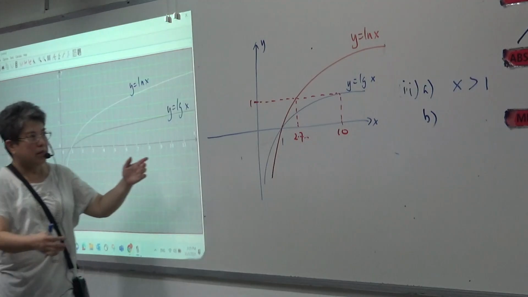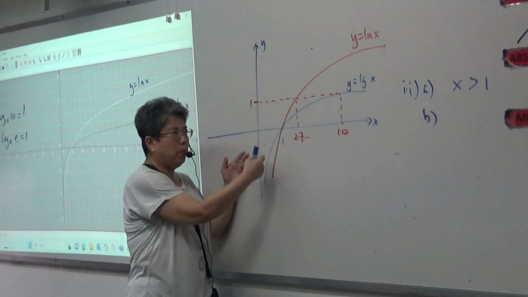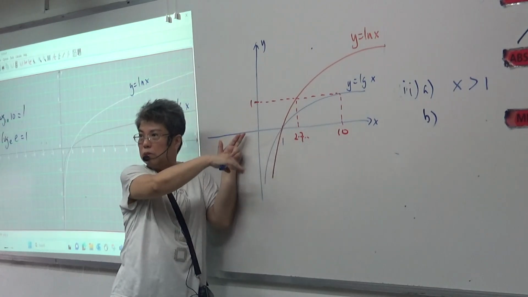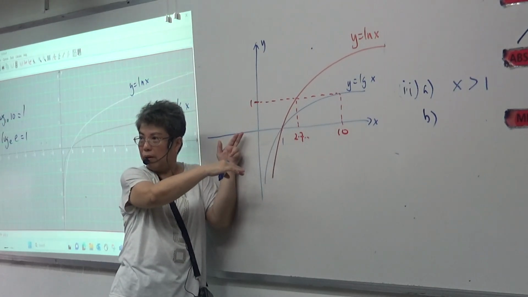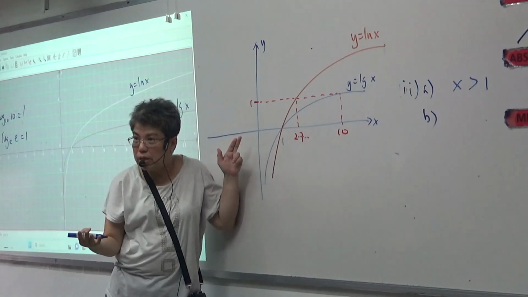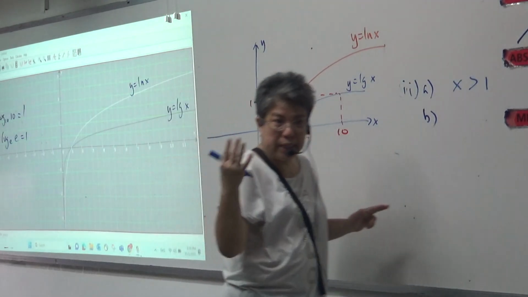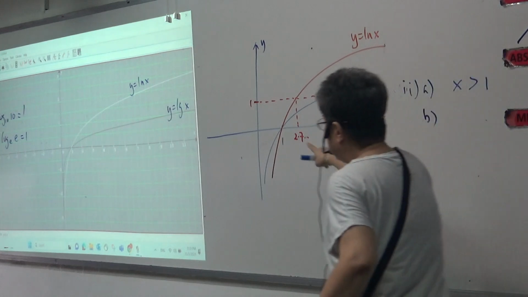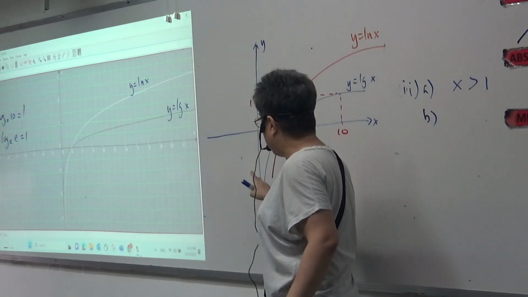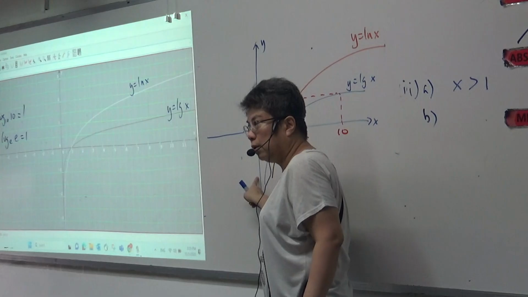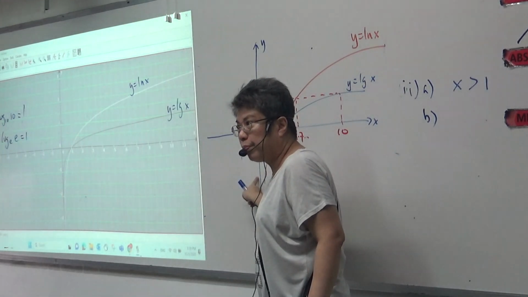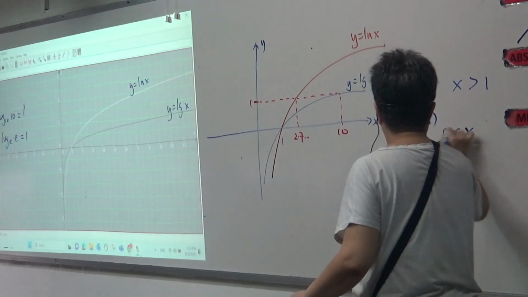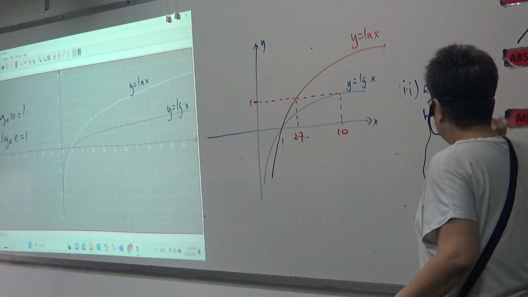Log x less than or equal to 0 means the blue one must be below 0. Correct? Do you understand? Okay, look at the question again. They say log x less than or equal to 0. That means this blue one is below, right? Now, can you see this is the asymptote? It will never touch, correct? That means x must be bigger than 0 and less than or equal to 1, right?